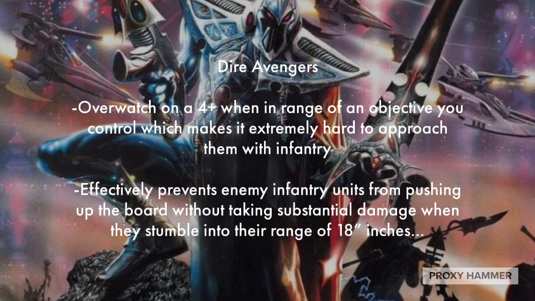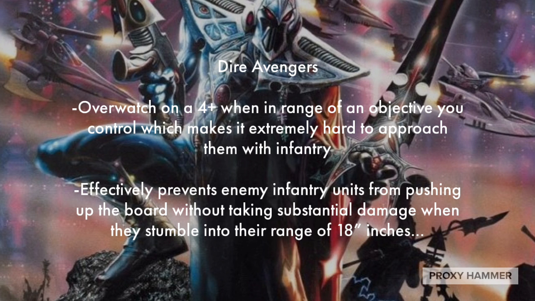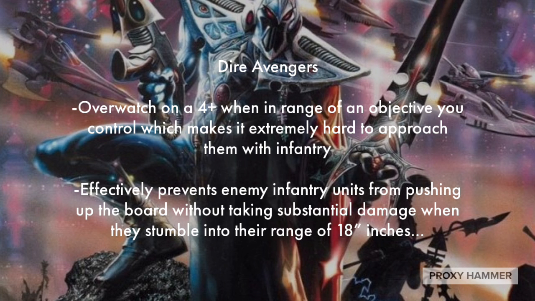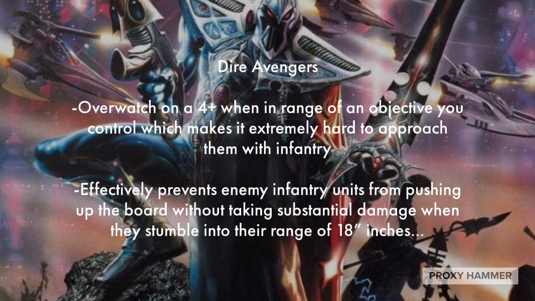Starting with Dire Avengers, they are a board control unit now, because they basically have an ability to Overwatch on a 4+, which is extremely powerful at denying areas of the board. If you can Overwatch on a 4+ when in range of an objective you control, it makes it extremely hard for enemies to approach you with their infantry. And if you throw Guide on them, it effectively prevents enemy infantry units from pushing up the board without taking substantial damage when they stumble into their range of 18 inches. I know Dire Avengers don't have the best range in the world, but 18 inches is good enough to basically deny a large area from your opponents.